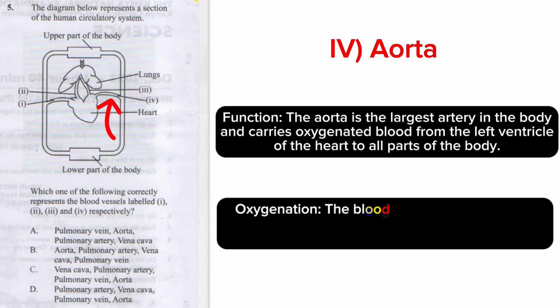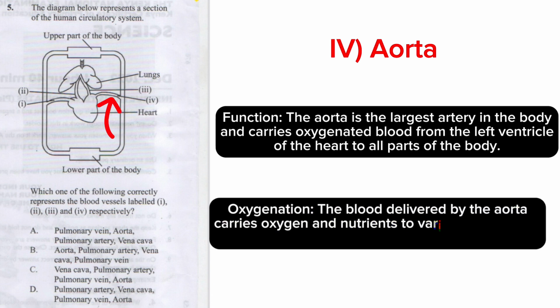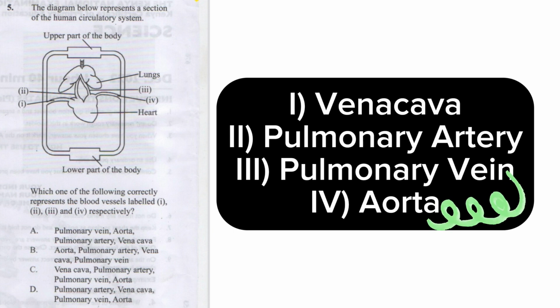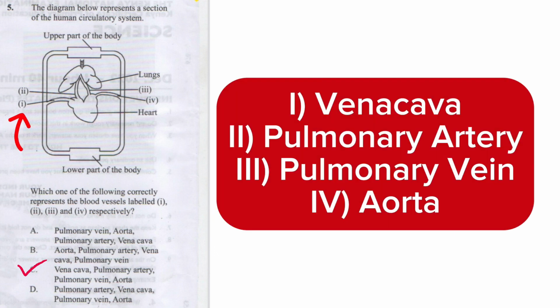The blood delivered by the aorta carries oxygen and nutrients to various tissues and organs, or you can say to other body parts. For you to answer this question correctly, all you need to know is that the vena cava and the pulmonary artery are always on one side, and then the pulmonary vein and the aorta are always on the other side. So in this question, our answer will be: Roman 1 is vena cava, Roman 2 is pulmonary artery, Roman 3 is pulmonary vein, and the last one, Roman 4, is aorta. Let's go to the next question.